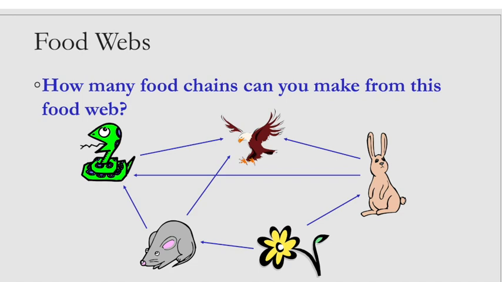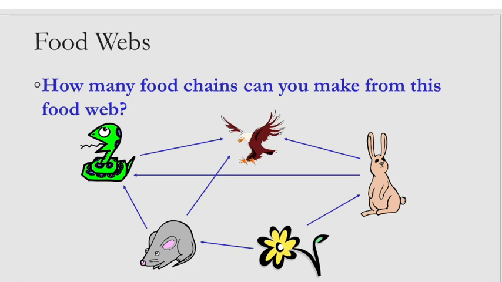Okay, very good. All right, so we're going to start. Remember, all food chains or food webs start with producers. We do not see the sun in this food web, but we know that producers, which are flowers or plants, get their energy from the sun. We know that they're always at the beginning or at the bottom, depending on how you look at it. So you have one, the flower goes to the rabbit, and the rabbit to the eagle. So that's one food chain.